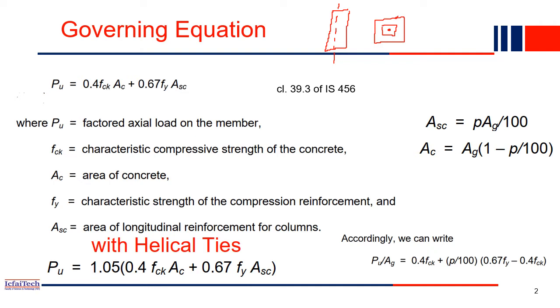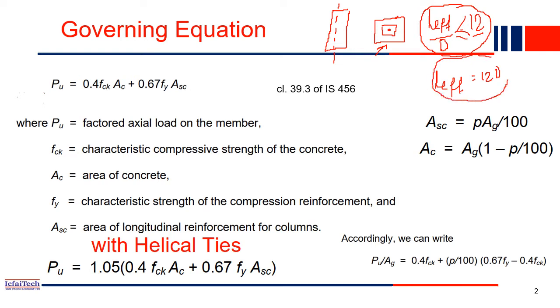So what is a short column? In a short column, if the slenderness ratio, L effective by D or B, whichever is the least lateral dimension, is less than or equal to 12, only if this condition is satisfied do we call it a short column, right? The slenderness ratio should be less than or equal to 12. So from here you can find that L effective is nothing but 12D.